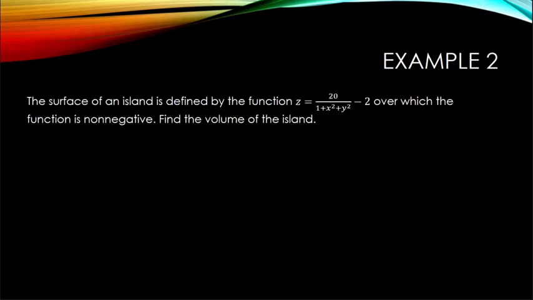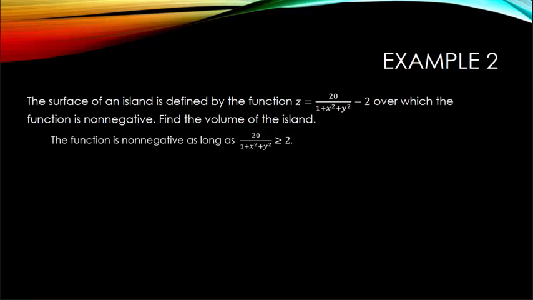Now I want to do another example where I'm going to compute the volume of an island that has a surface defined by the function z is equal to 20 divided by the quantity 1 plus x squared plus y squared, minus 2, over which the function's non-negative. The first thing I need to understand is where my function is non-negative. It will be non-negative as long as 20 divided by the quantity 1 plus x squared plus y squared is greater than or equal to 2.